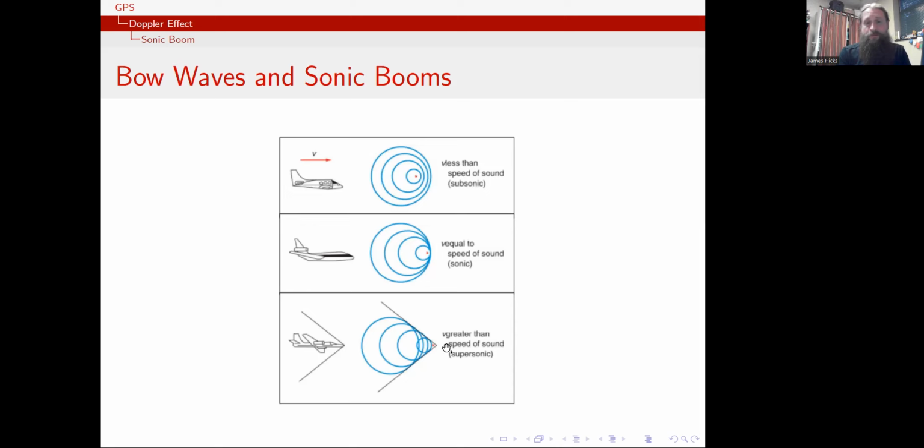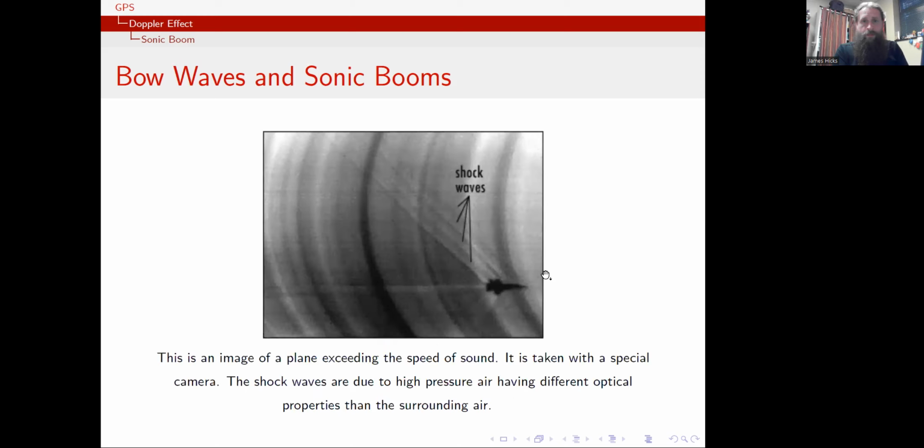When that happens, this edge where these circles overlap, now that's the high pressure region of air, and that cone just kind of expands outward, and it's a shock wave, and that's what you hear as a sonic boom. This is a special picture of a jet moving at a high speed. This camera is sensitive to pressure differences, and it can actually image or take a picture of the shock waves coming off of this jet, and they definitely form a cone.